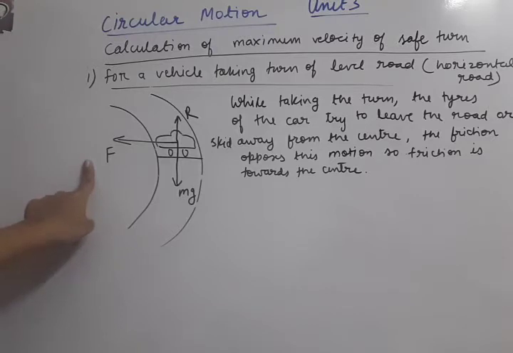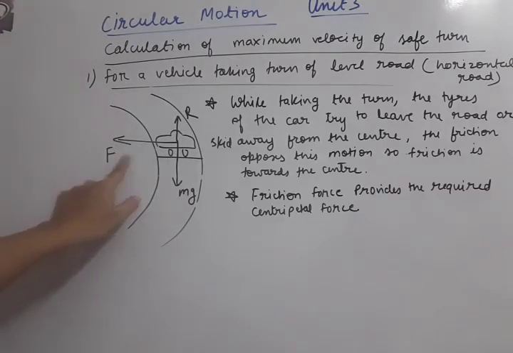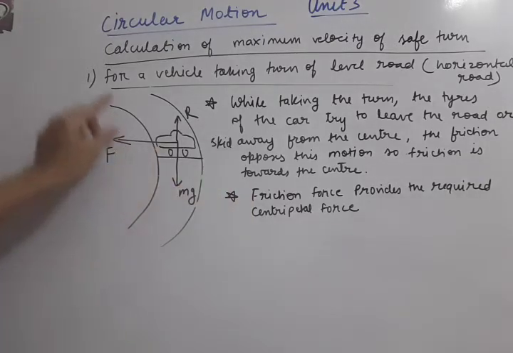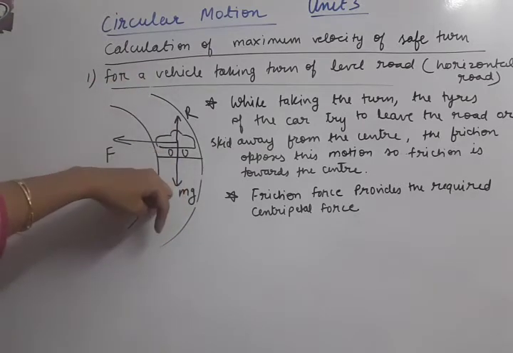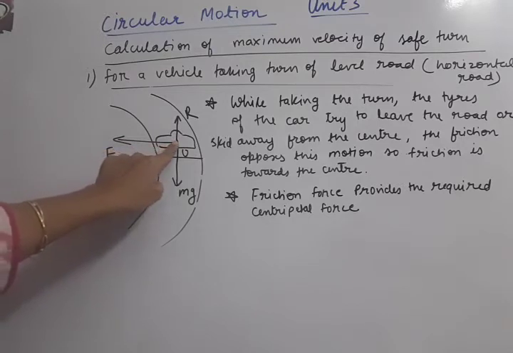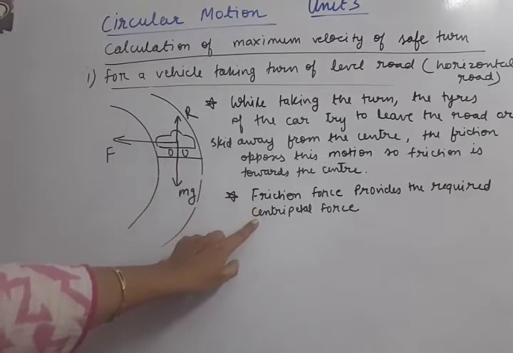Now, since the friction is towards the center, any force which is towards the center plays the role of centripetal force. This we have discussed. So here this friction force plays the role of the required centripetal force. The car also needs a force towards the center to complete this turn. The force which is needed to complete the circle is called centripetal force. So this friction force plays the role of centripetal force.